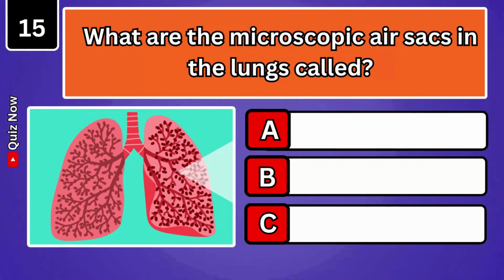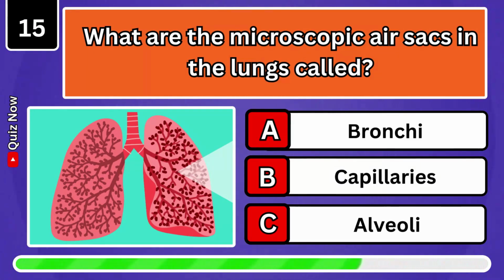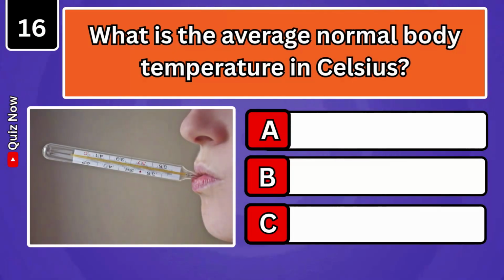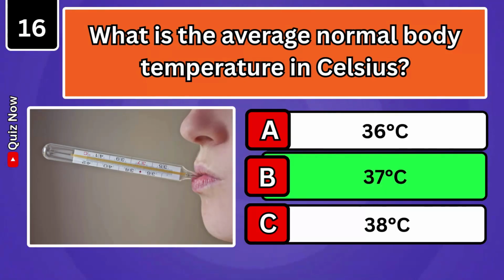What are the microscopic air sacs in the lungs called? Alveoli. What is the average normal body temperature in Celsius? 37°C.